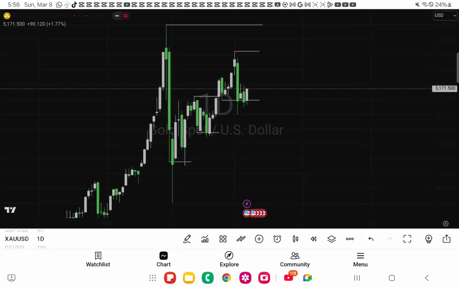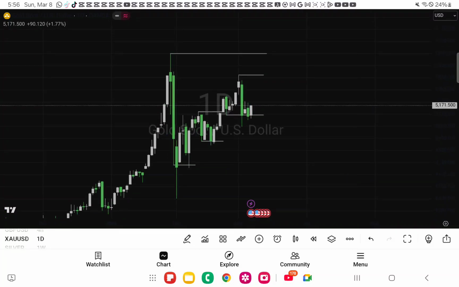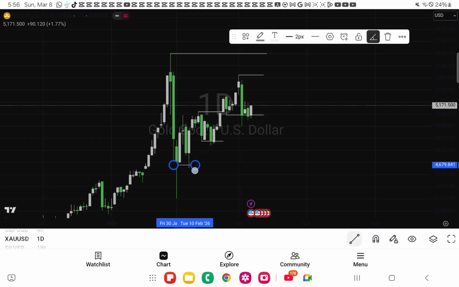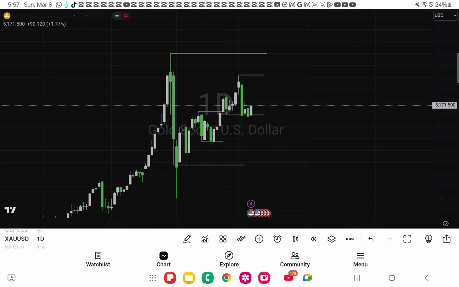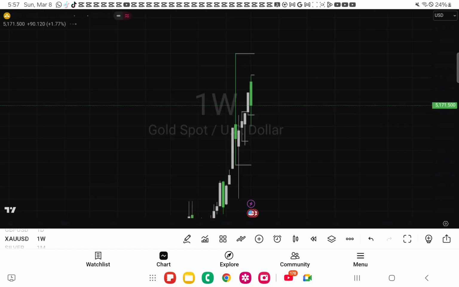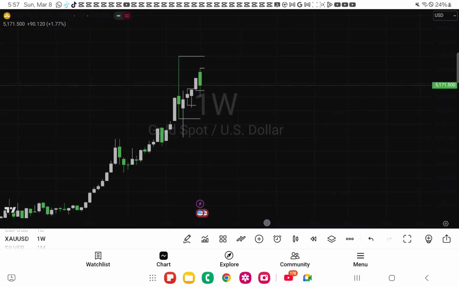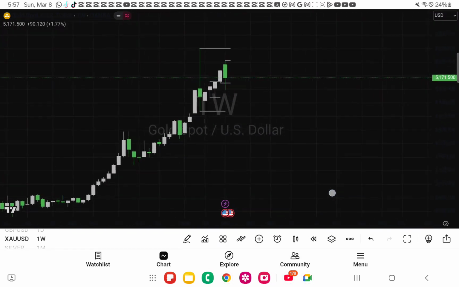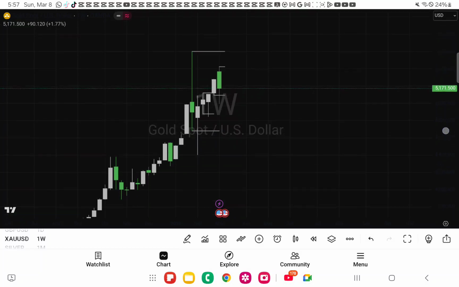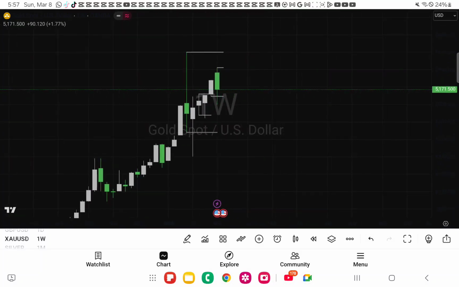So that's my view on gold. I'll be looking for more buy opportunity next week. I'm trading this range on the 1 week time frame. That's my range. I'm focusing on that range. As you can see on the 1 week time frame, I'm still bullish on the weekly time frame. So I'll be looking for more buy opportunity.